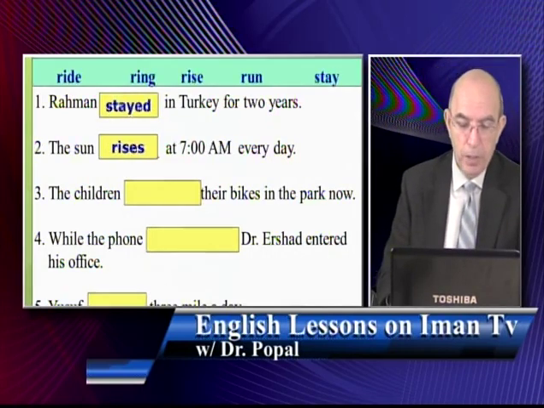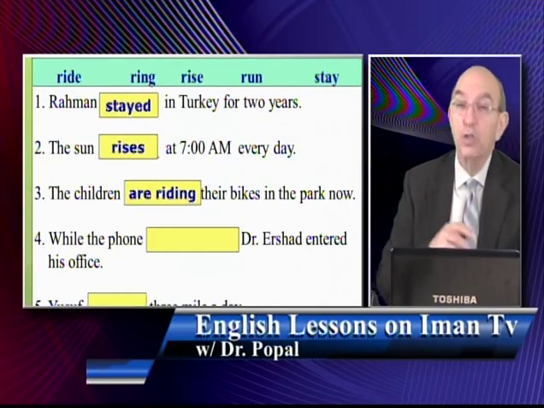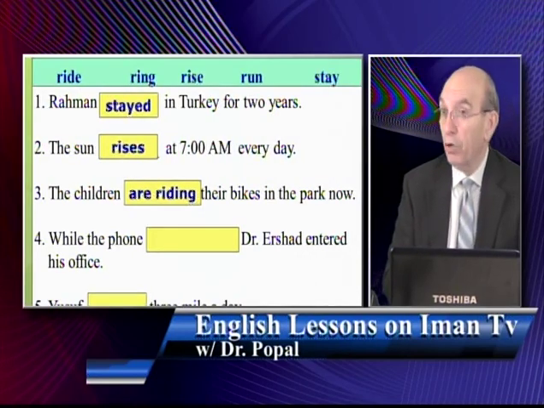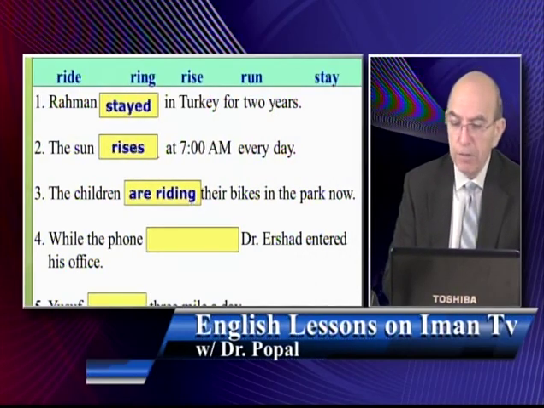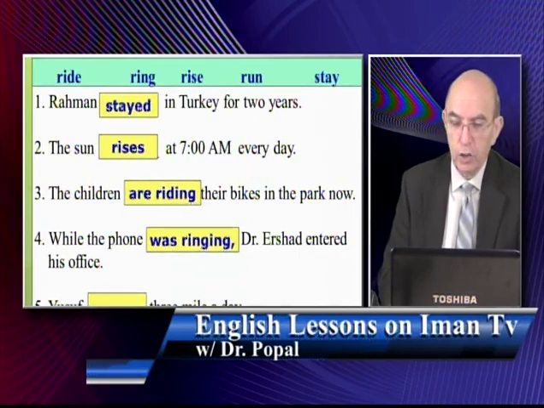Something repetition. The children, their bikes in the park now. What do? They are riding their bike. And because of now, you have to use what? The present progressive form. While the phone, Dr. Irshad entered his office. While the phone what? Was ringing, Dr. Irshad entered his office.